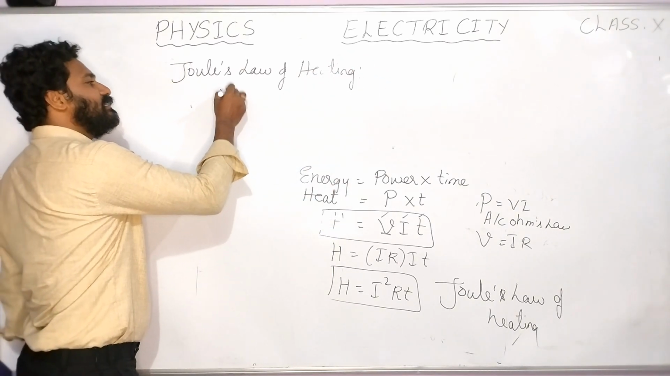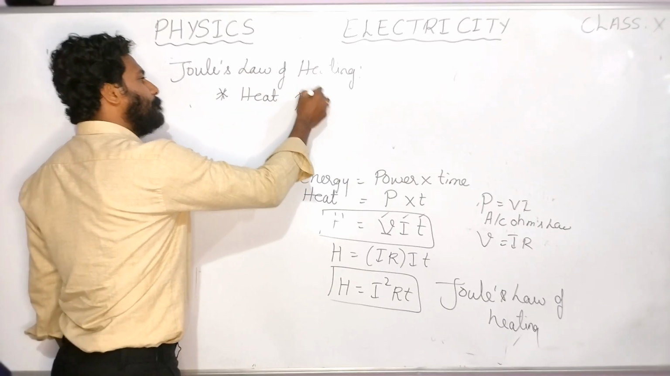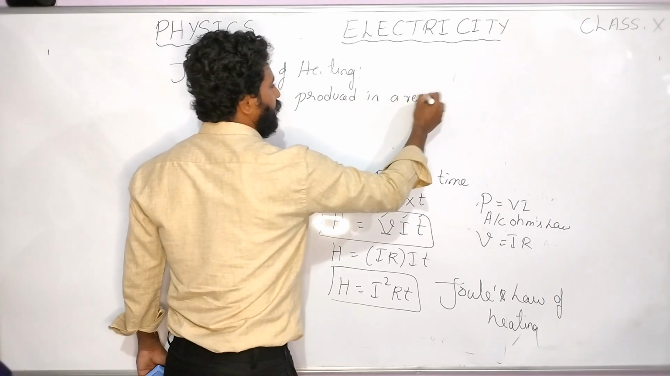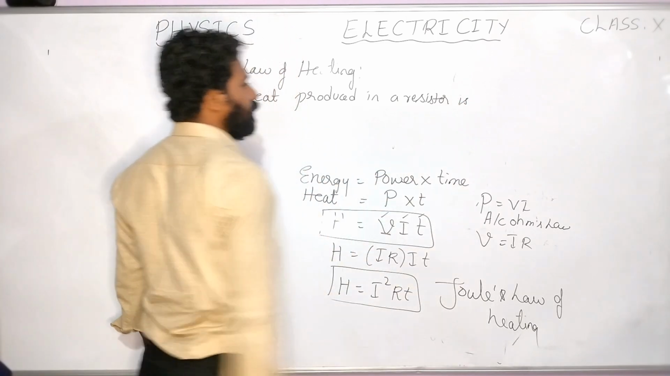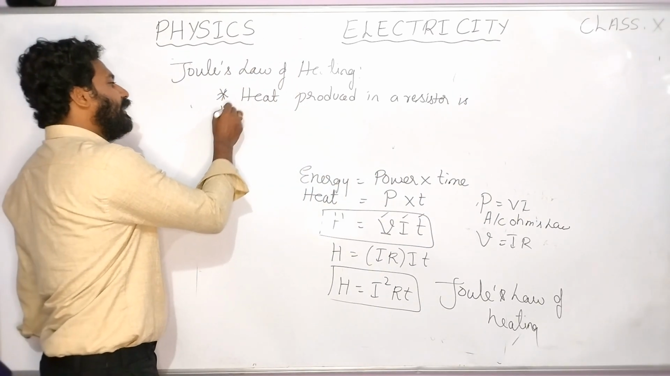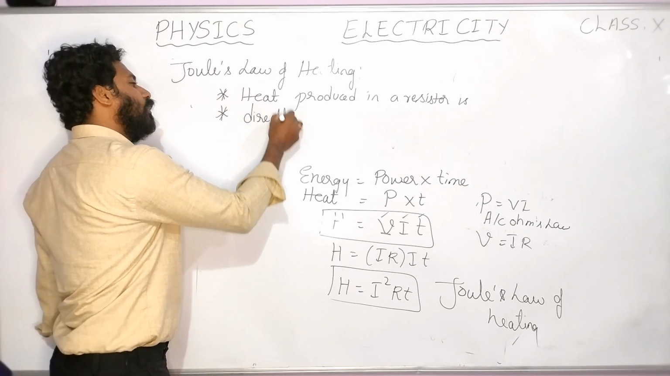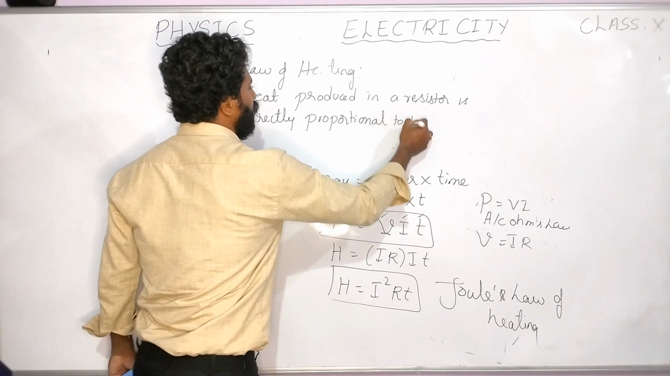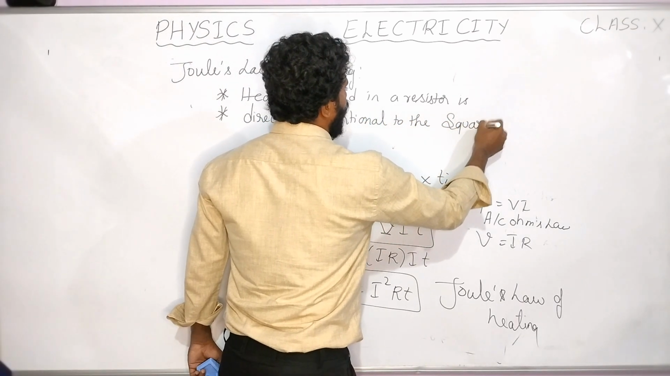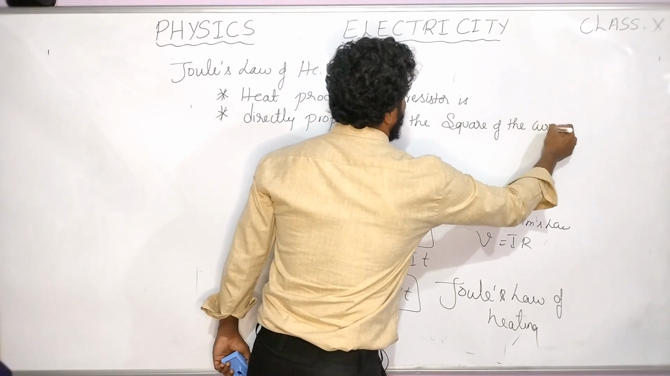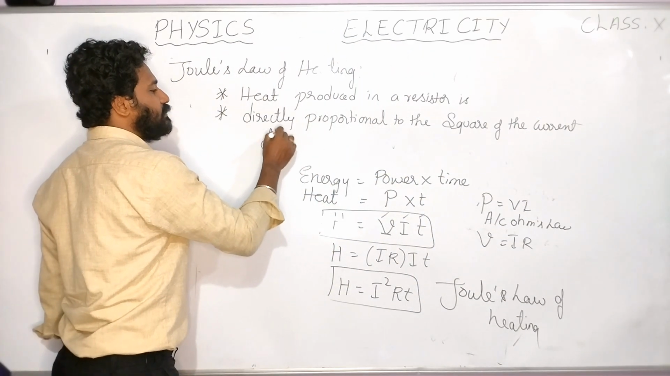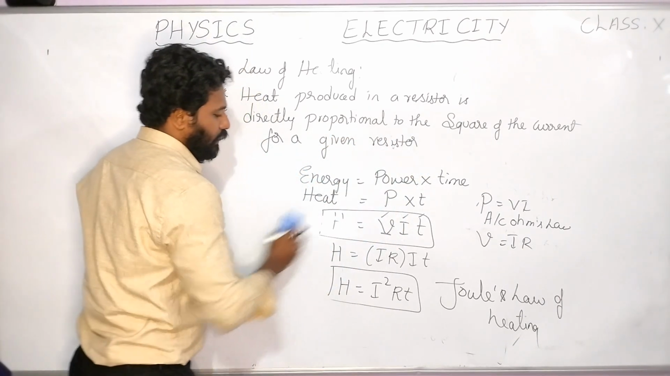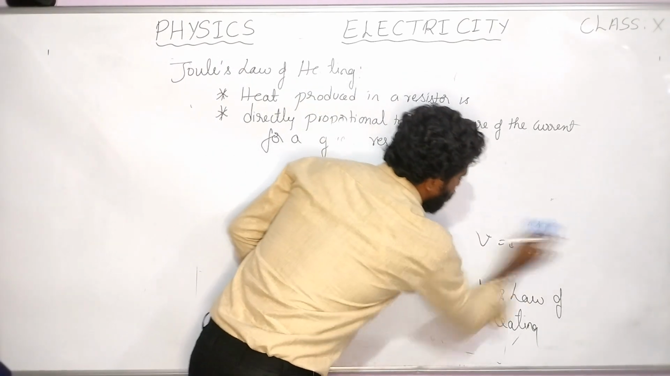Heat produced in a resistor, or produced in a device, is directly proportional to the square of the current for a given resistor. So H is equal to I square RT is the expression for Joule's law.